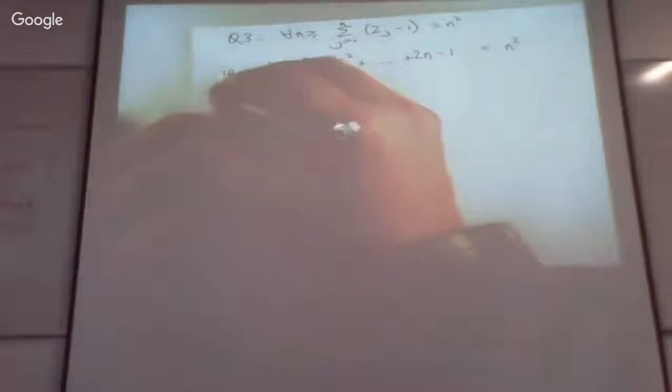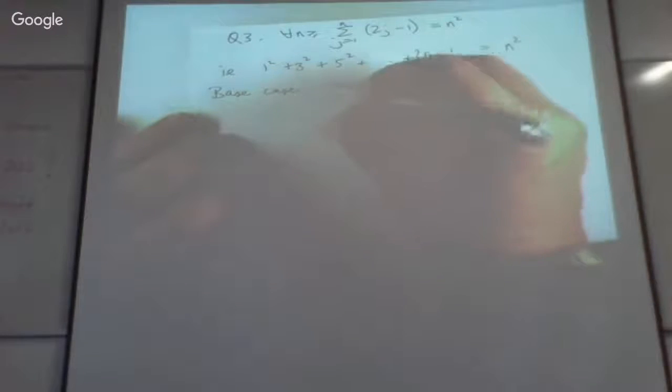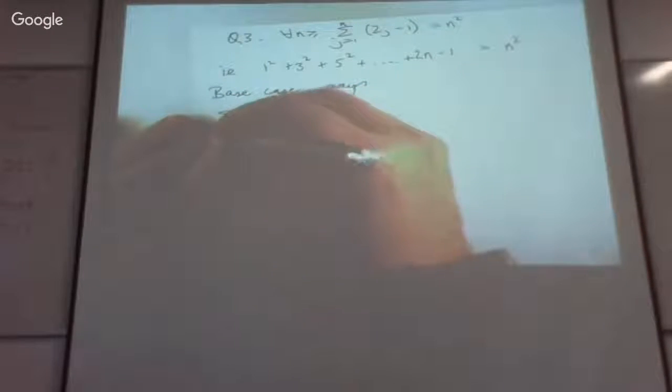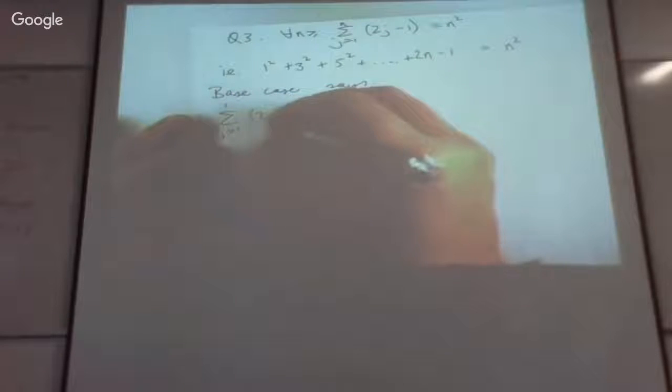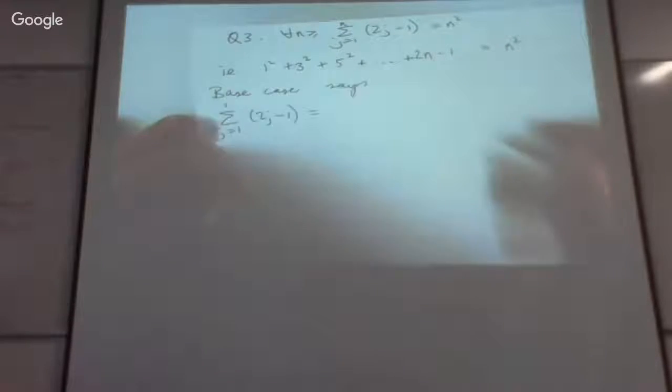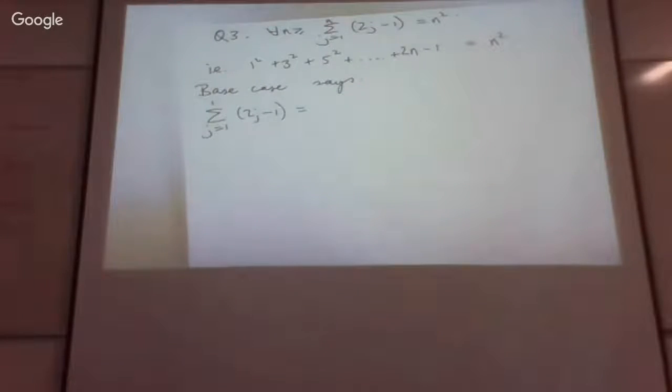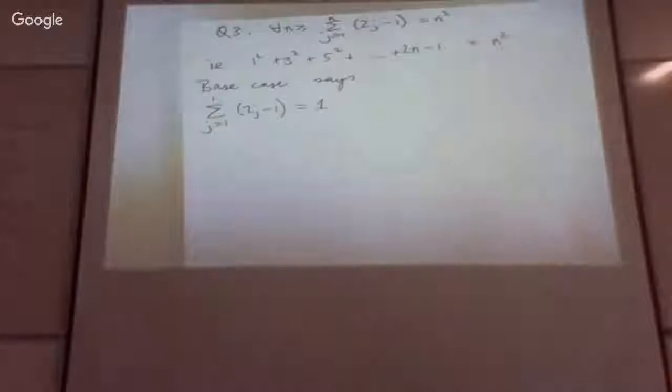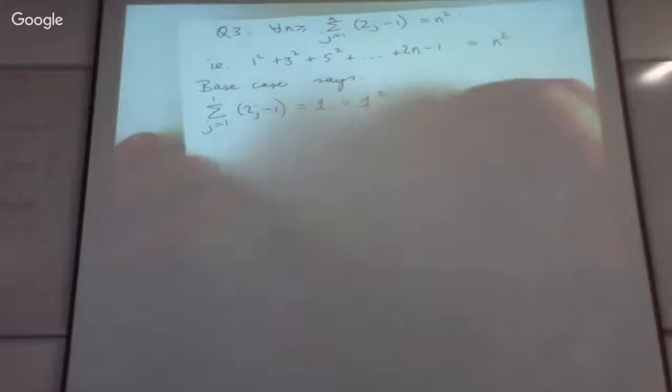So let's do this. We check out the base case. Base case says the sum from j equals 1 up to 1 of 2j minus 1, which is 1. Is that equal to 1 squared? Yeah, of course, which is true.